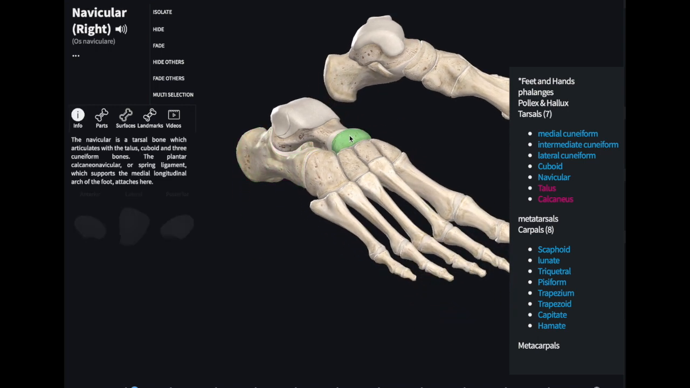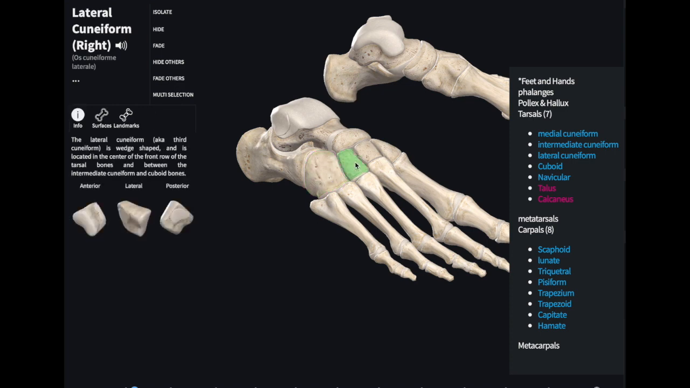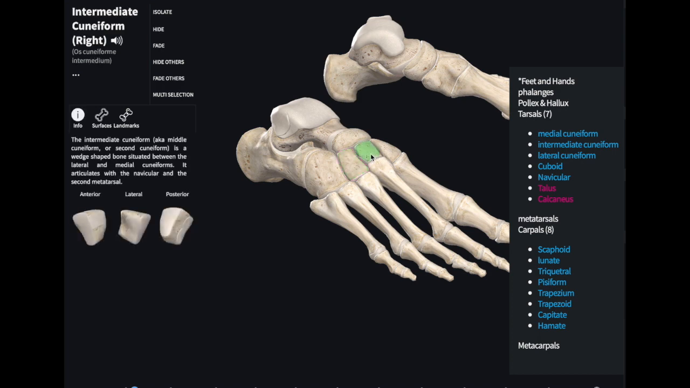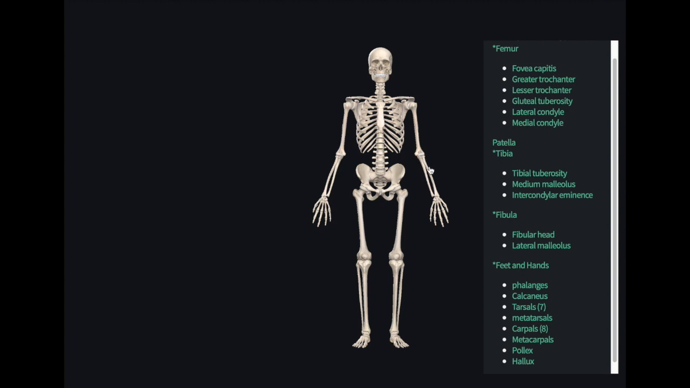Up here, in front of the talus, is the navicular. And then the lateral most one is the cuboid, lateral cuneiform, intermediate cuneiform, and the medial cuneiform. So that makes up the tarsal bones. And that is it for our tutorial of the inferior appendicular skeleton.